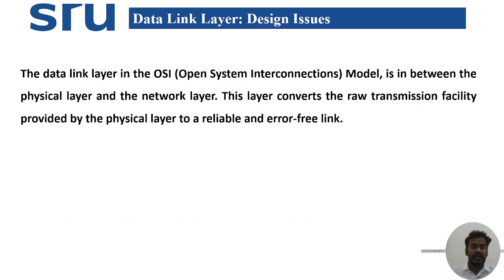Coming to the data link layer design issues, what are the design issues we will be facing in the data link layer? The data link layer in the OSI model is between the physical layer and the network layer, because it is mounted over the physical layer and belongs to the network layer. This layer converts the raw transmission facility provided by the physical layer into a reliable and error-free link as well.